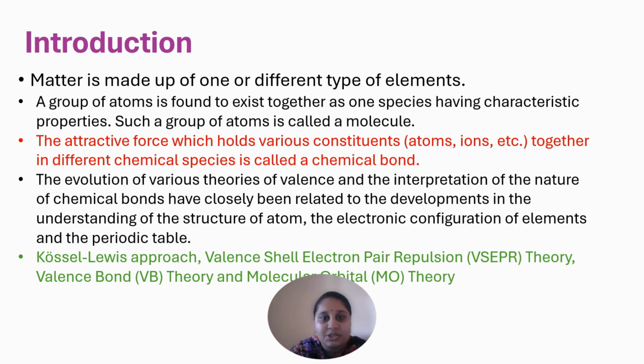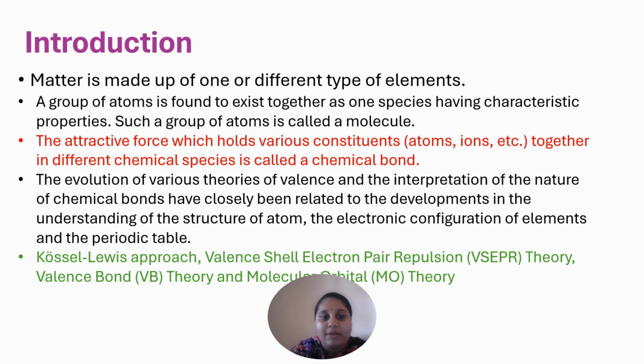So the various theories of valencies and the interpretation of the nature of the chemical bonds have led to the development of the understanding of the structure of atom, the electronic configuration, and the periodic table. A few models are the Kossel-Lewis approach or Lewis theory. These theories gave an assumption of how a chemical bond is formed, or how atoms are held together in a molecule.